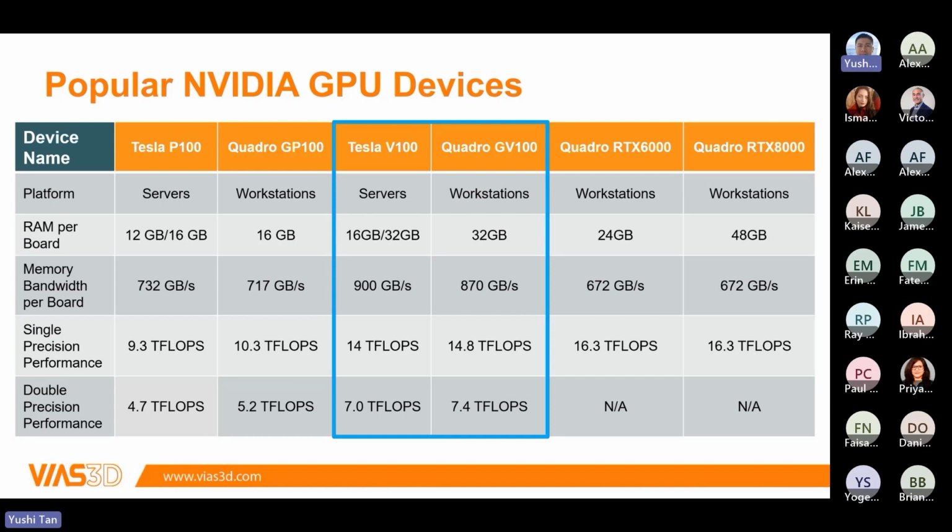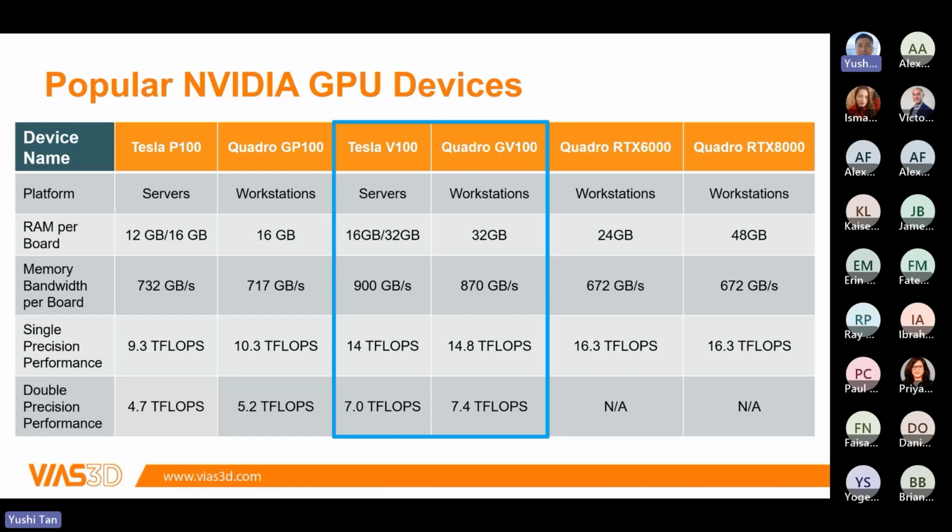It's when you run select solvers, mainly the PIC solver, the asymptotic solver, and the integral equation solver. These 3 solvers require good double precision performance, so the Volta and also the Pascal series cards will offer that performance. Now, if you're running the time domain, the RTX card will work just fine.